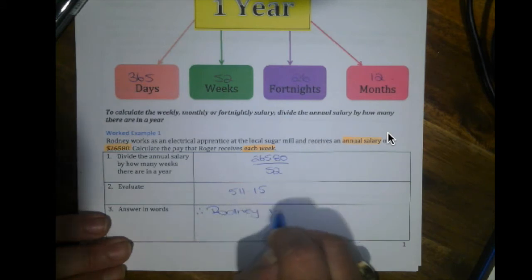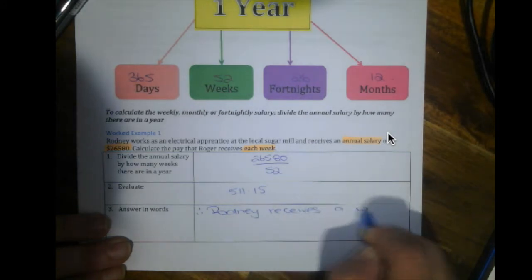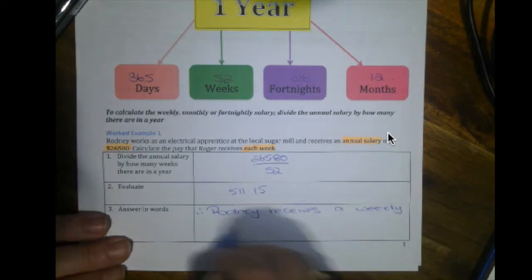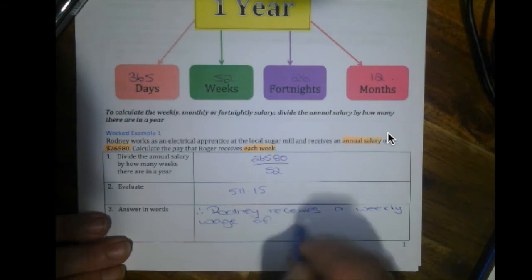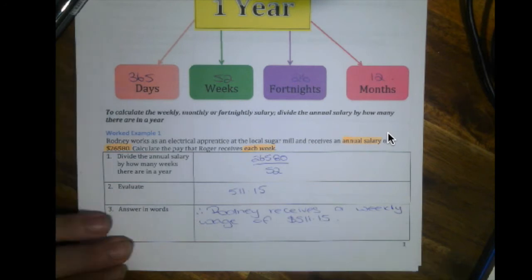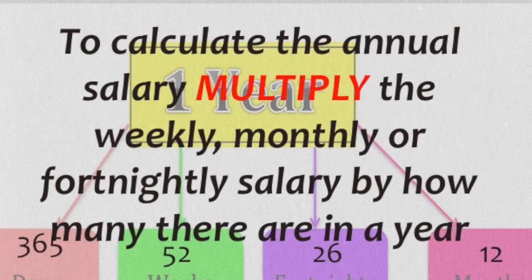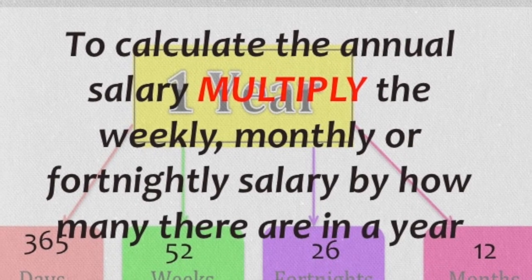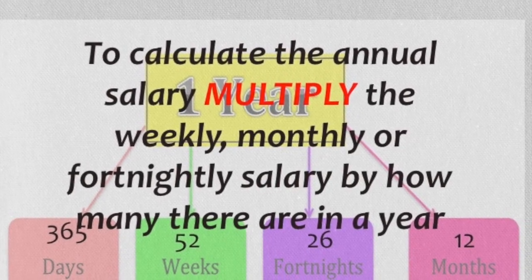Therefore, Rodney receives a weekly wage of $511.15. Always answer in words if your question is in words, please. To calculate an annual salary, you need to multiply the weekly, monthly or fortnightly salary by how many there are in a year.